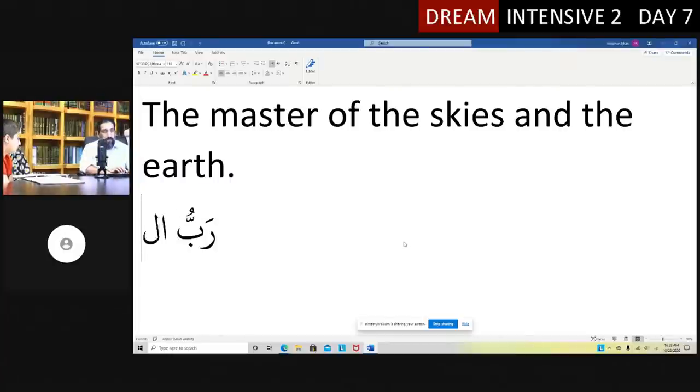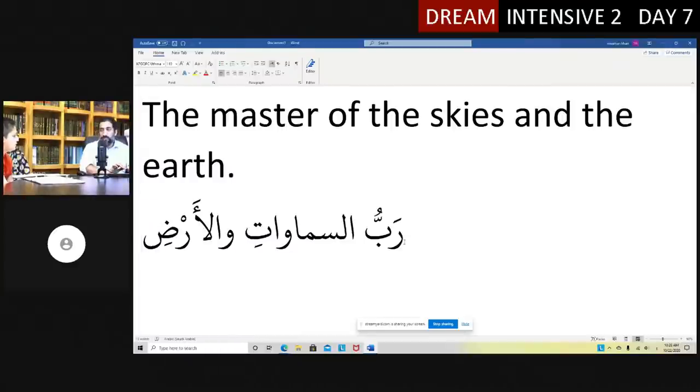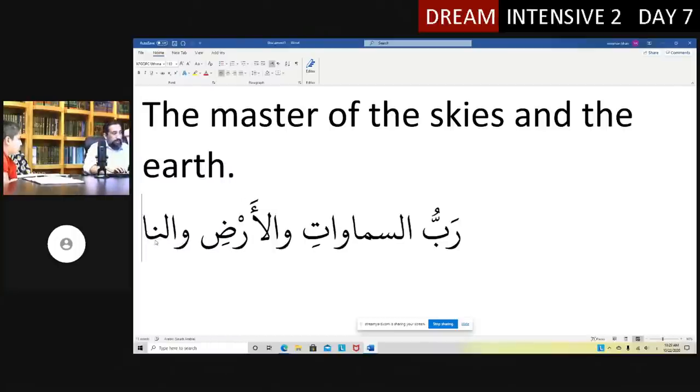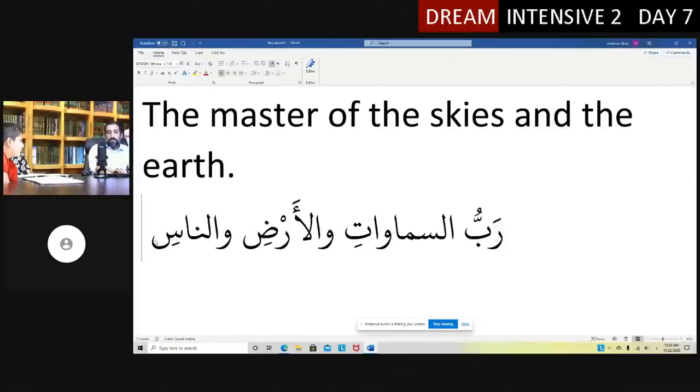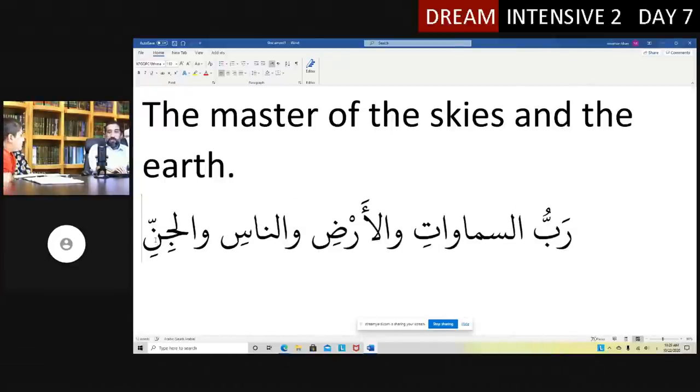Rabbu as-samawati wal-ardi. Now notice, master of the skies and the earth. And the earth. In other words, the "and" lets me add another mudaf ilayh. And is like a chain link. Wan-nasi, and people. So, wal jinni, and the jinn.